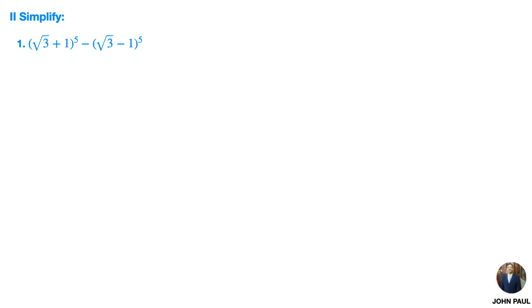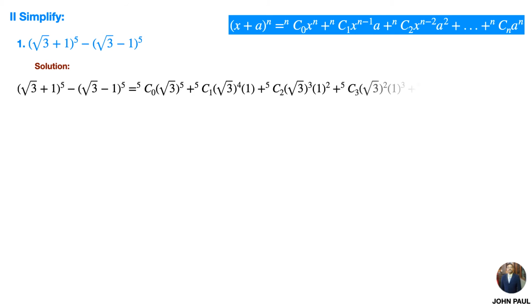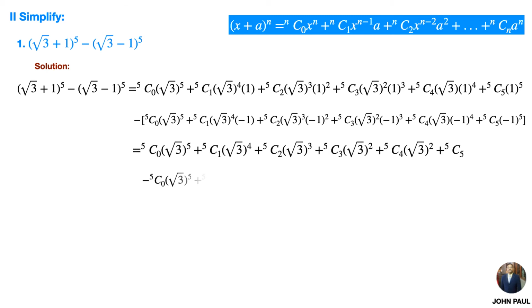Next one: (root 3 plus 1) power 5 minus (root 3 minus 1) power 5. Binomial theorem. Solution: 2 times we are going to use the binomial theorem. For (root 3 plus 1) power 5 we will use the binomial theorem, and for the next term, (root 3 minus 1) power 5, we will also use the binomial theorem. So by using the binomial theorem, we got this expansion. Now, we have to multiply the minus sign in the second line. Minus is outside, so we will multiply it inside.